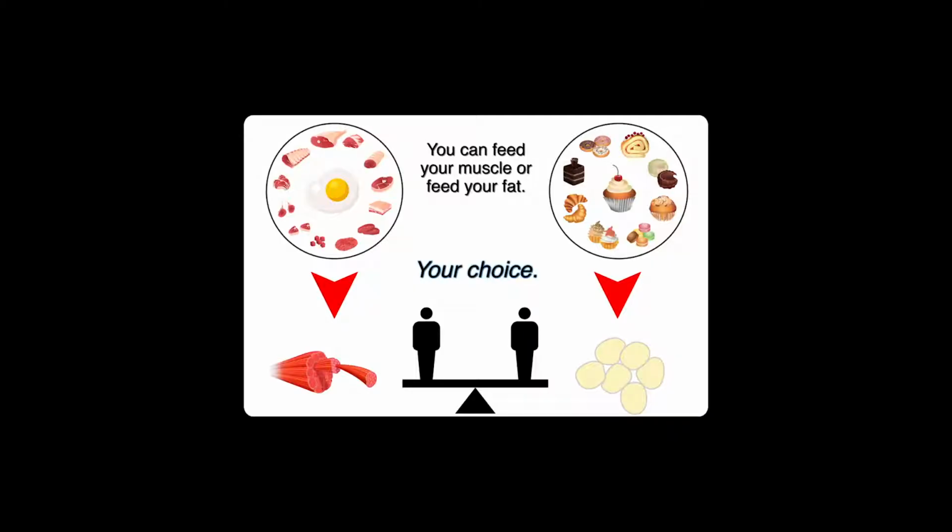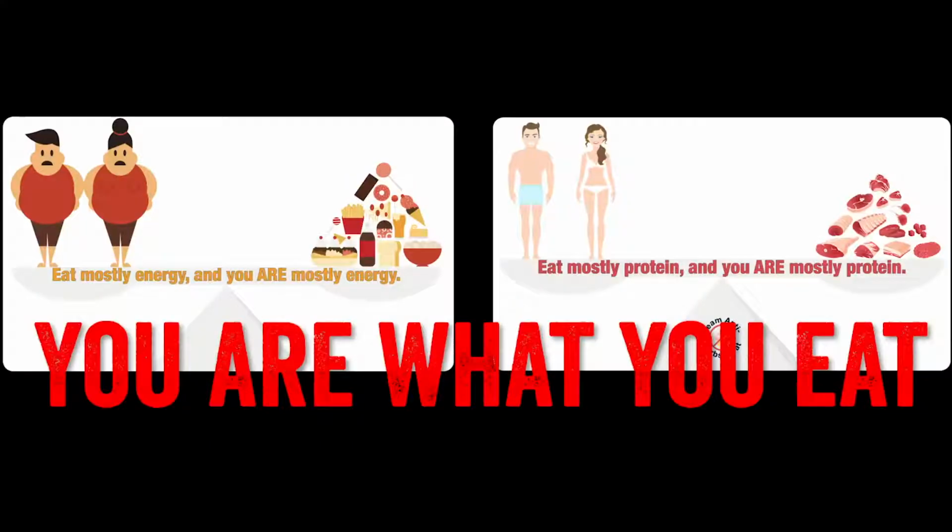So every time you eat, you have a choice. You can feed your muscle or you can feed your fat. If you eat protein, you're going to feed your muscle. If you eat carbs and fats, this is pure energy, and you're feeding your fat tissue. So you really have a choice every time you eat. You are what you eat. If you eat mostly energy, you're going to be mostly energy. And if you eat mostly protein, you're going to be mostly protein.